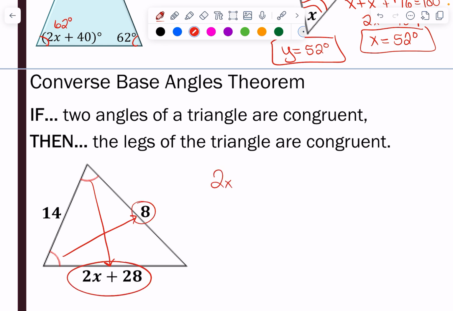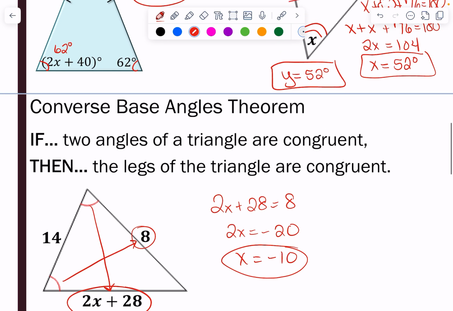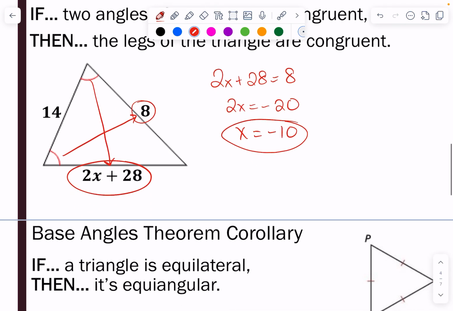So we would say 2x plus 28 is equal to 8. So then that would give me 2x equals negative 20. Divide that by 2, x equals negative 10. And if we plug that in, 2 times negative 10 is negative 20, plus 28 would give us a value of 8. So that is the base angles theorem and the converse.